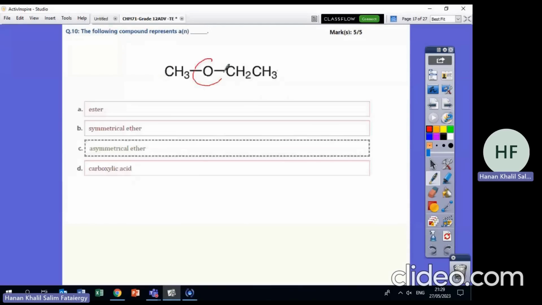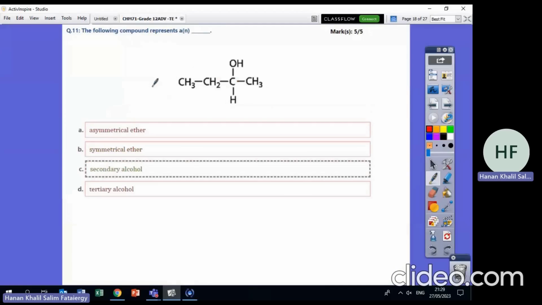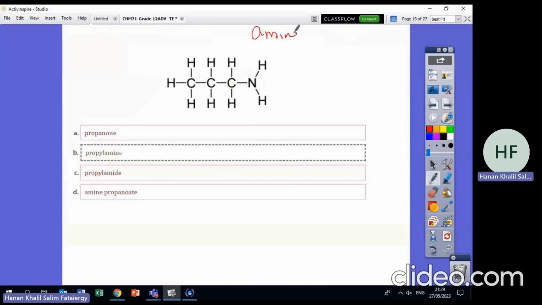Okay, now this one has oxygen in the middle. This is ether. This is methyl and this is ethyl, so they are not the same. I call it asymmetrical ether. Now this one has OH. This is an alcohol. The C carrying the OH is connected to a C from the right and a C from the left, so this alcohol is secondary. Now this one has nitrogen, so this is called amine. The nitrogen is connected to one C only, so this is primary amine.